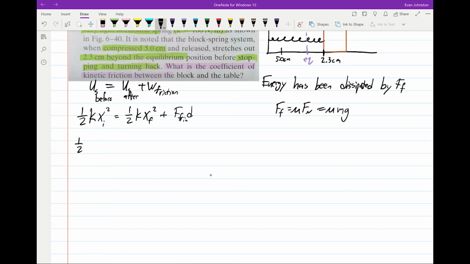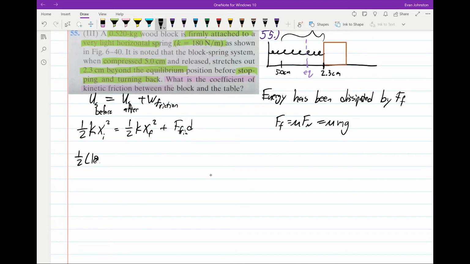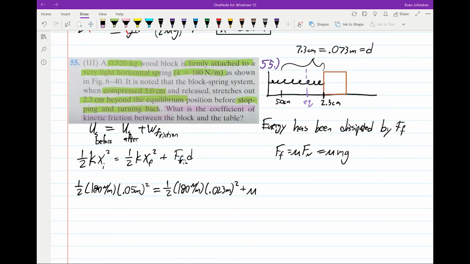I have 1/2 times 180 newtons per meter times 0.05 meters squared. I took this x value and converted it to meters. That equals 1/2 our spring constant again, and then we have this shorter distance, which we have to square once it's stretched, plus mu. Now we're given the mass, and this is actually useful in this case: 0.520 kilograms times gravity.